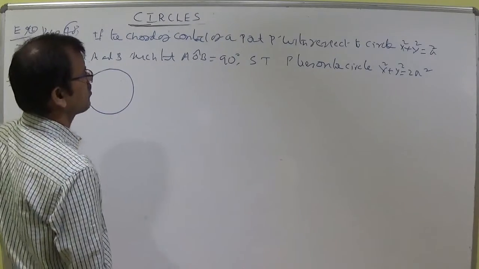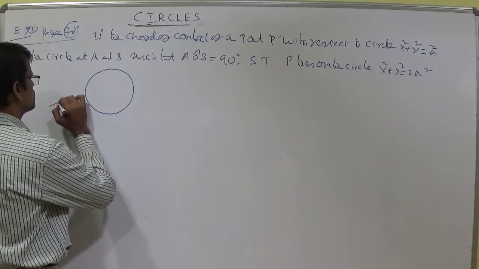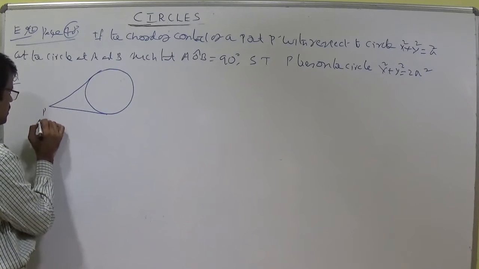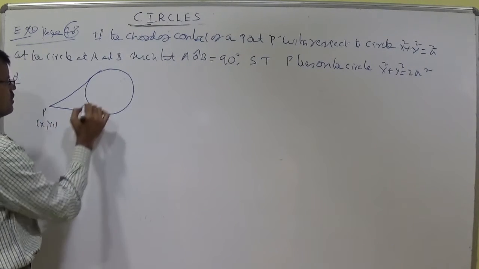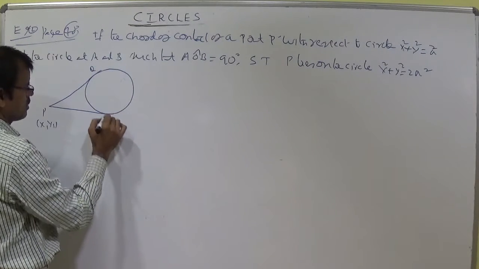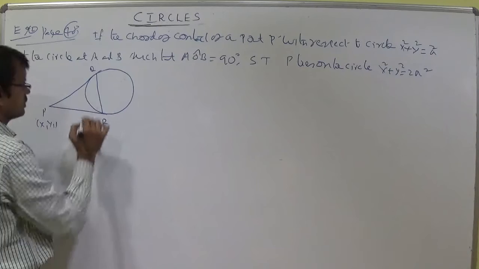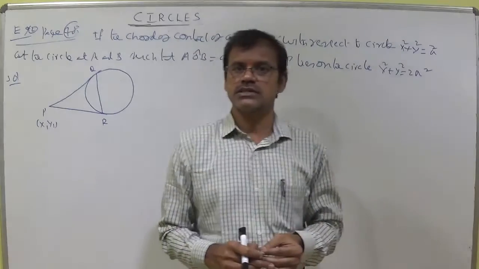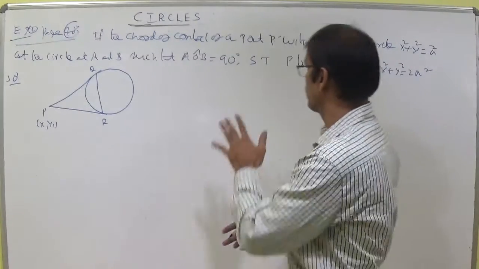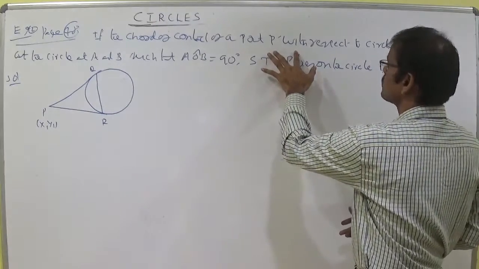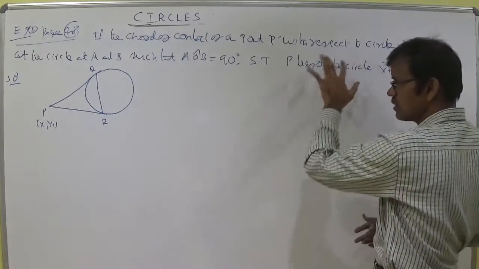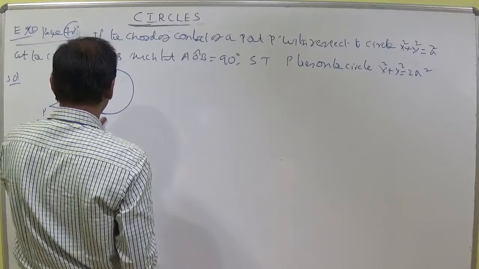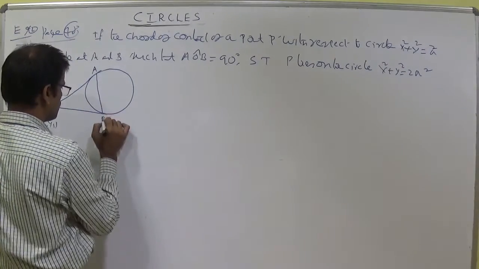If the chord of contact of a point P with respect to the circle x square plus y square is equal to a square. He is discussing the chord of contact. This is P, this is x1 comma y1. This is Q, this is R. This is the chord of contact QR, because the chord joining the two points of contact of tangents is called the chord of contact. He names them A and B; I put here QR, so put A and B.